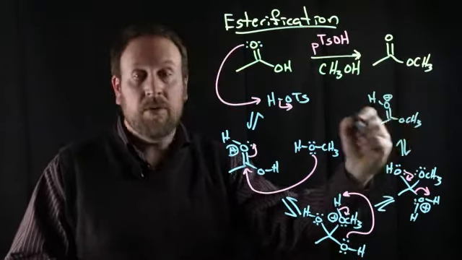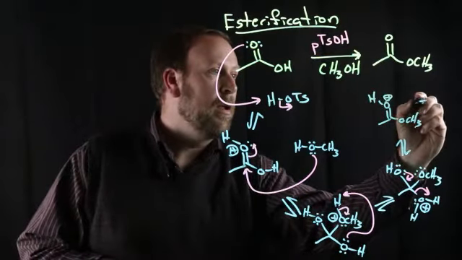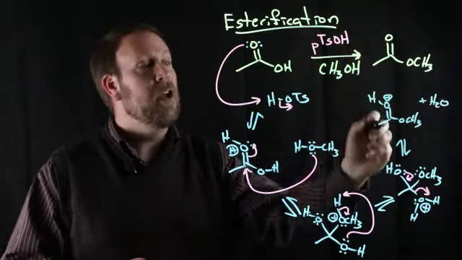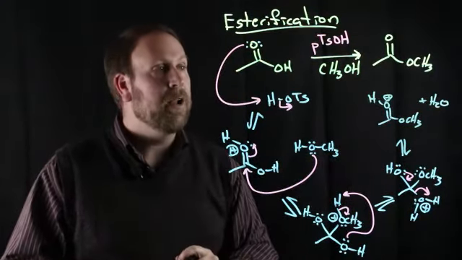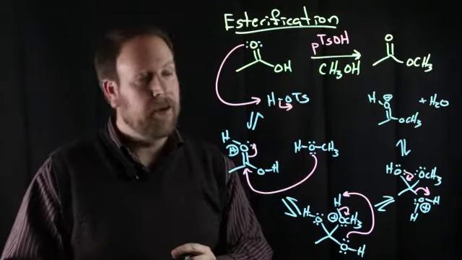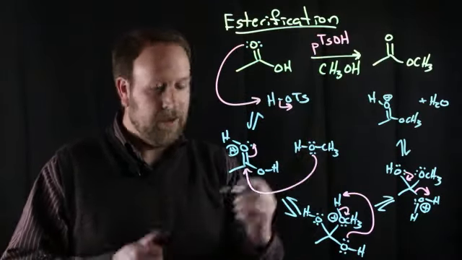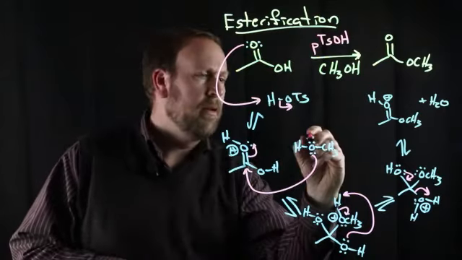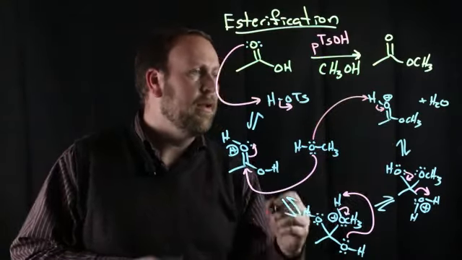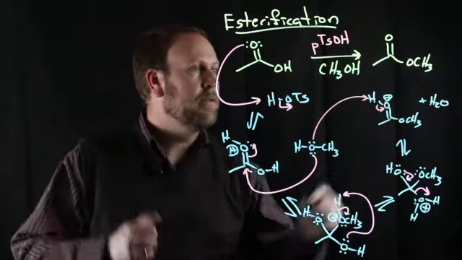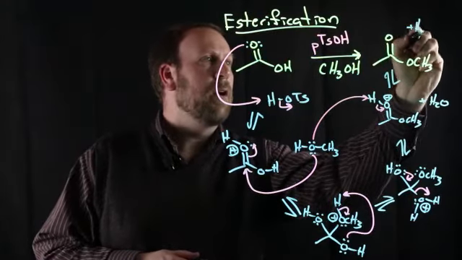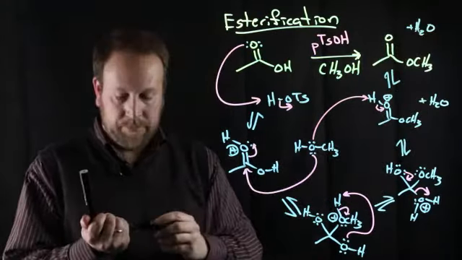That gives us a protonated ester and also some water. Now to get to our final product, we need to deprotonate this. And we can either use the solvent or we can use the conjugate base of our acid to start off with. In this case, I'm going to use the solvent. So we can use another methanol molecule to deprotonate that to get us to our final product. And water is the other product that we generated.